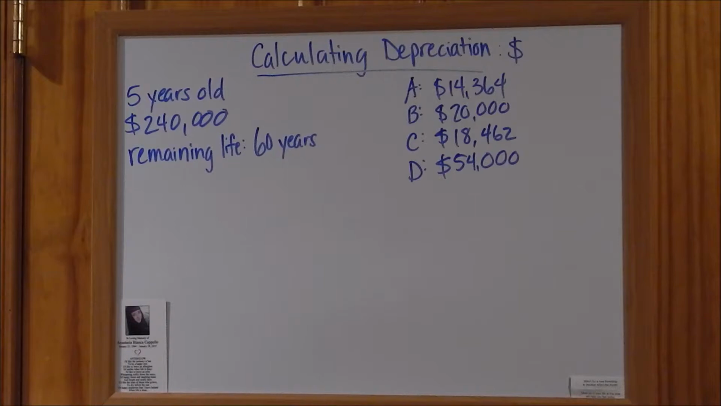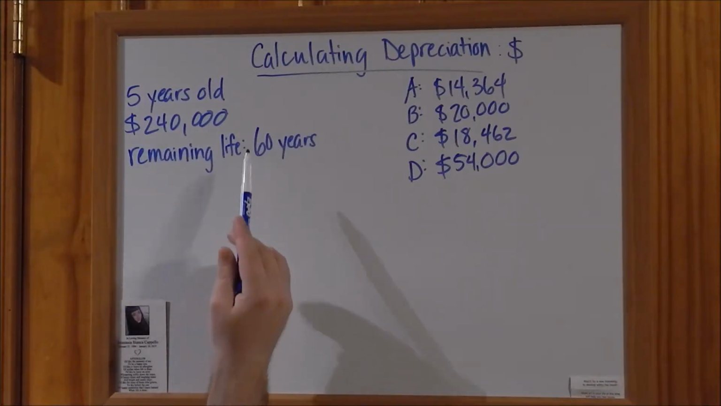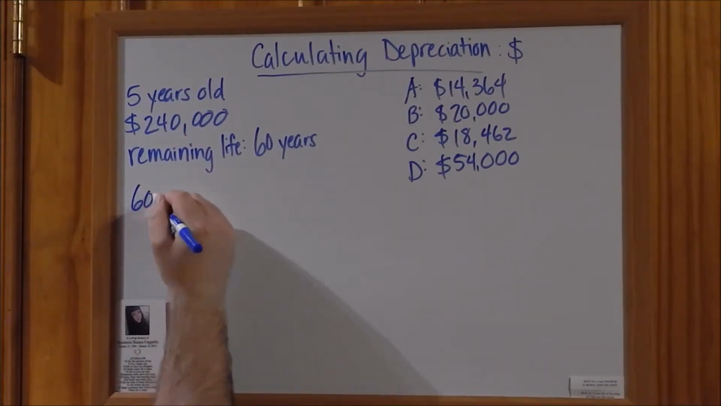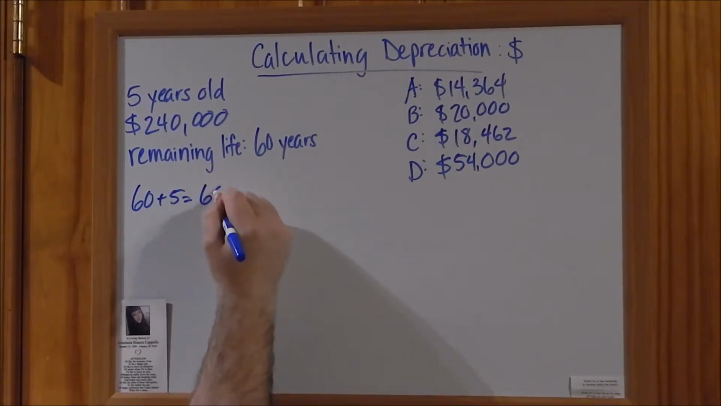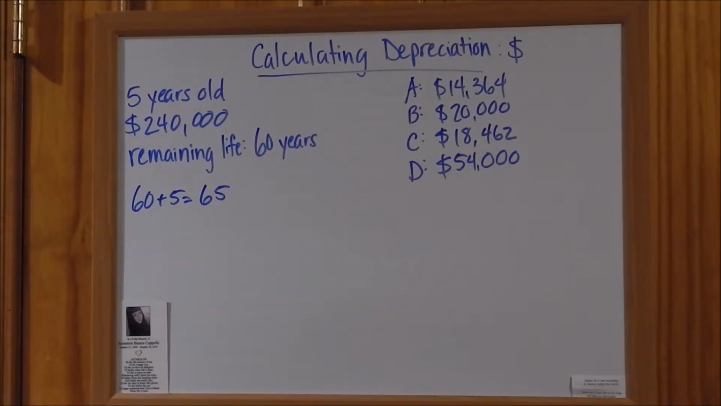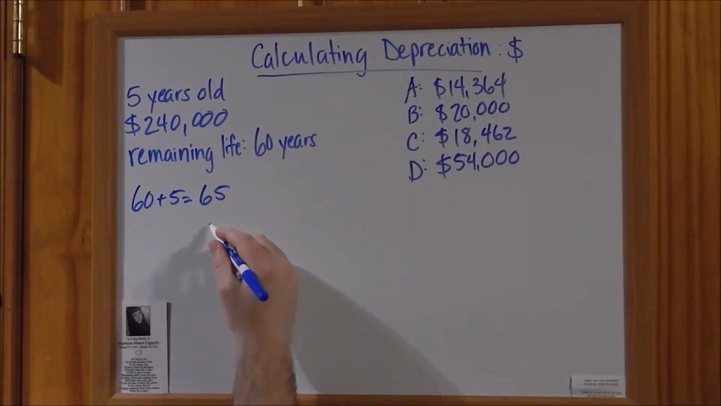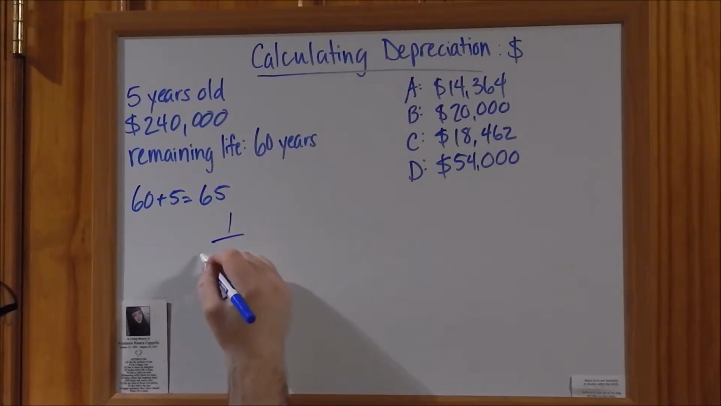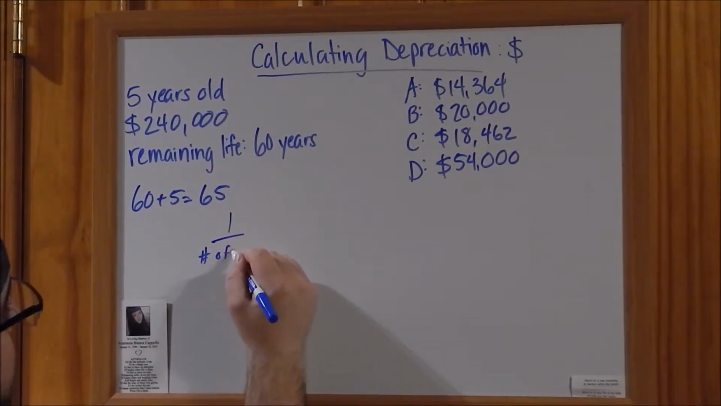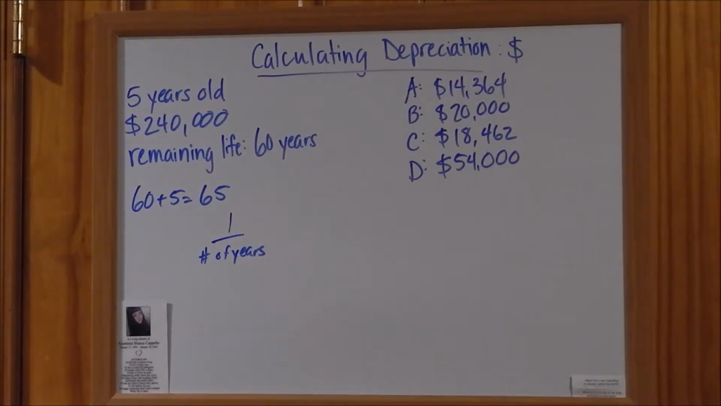In order to find this, what we first have to do is find out the total number of years that the estimated life was when we first bought the building. That's pretty simple. 60 plus 5 is 65. The reason we do this is that, in order to calculate depreciation, we're going to take the percentage of 1 over the number of years per year in order to find the depreciated value.